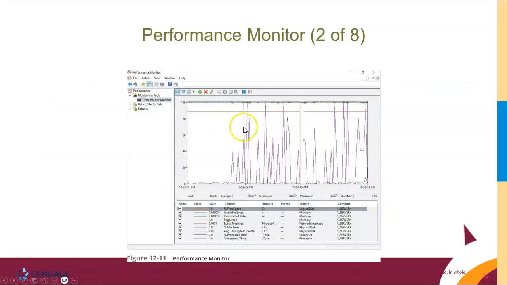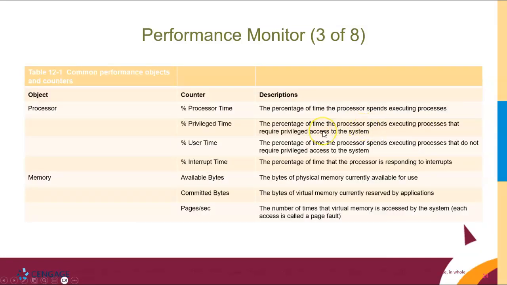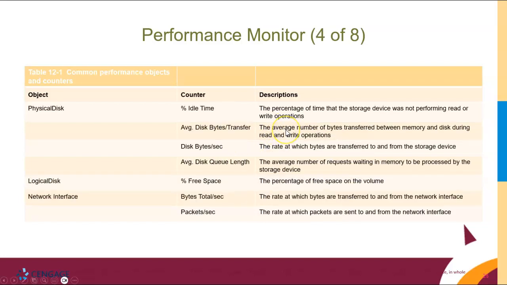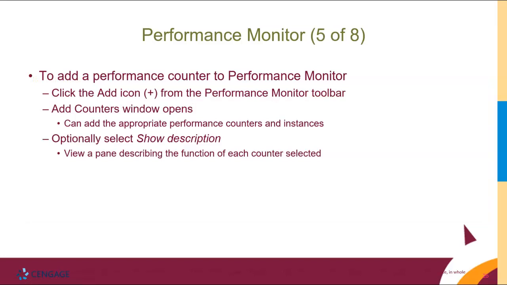So you can see here, this gives you a baseline view of everything, but you can monitor a lot of different things in Performance Monitor on a Windows system. Here are some of the common performance objects that you can use: processor, memory, physical disk, logical disk, network interface.